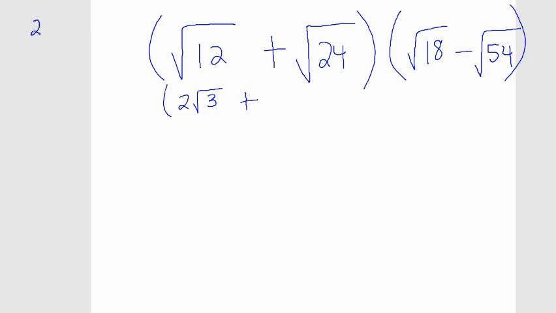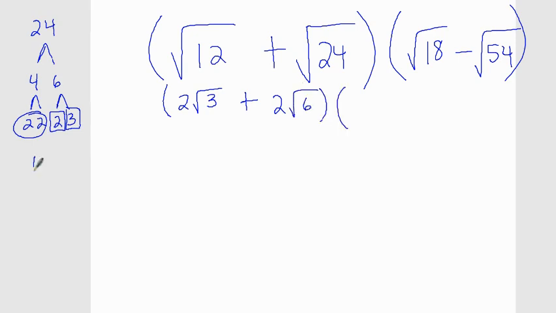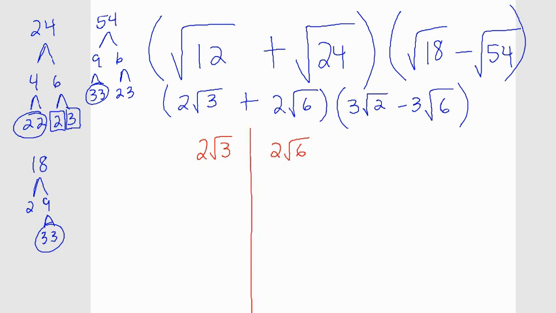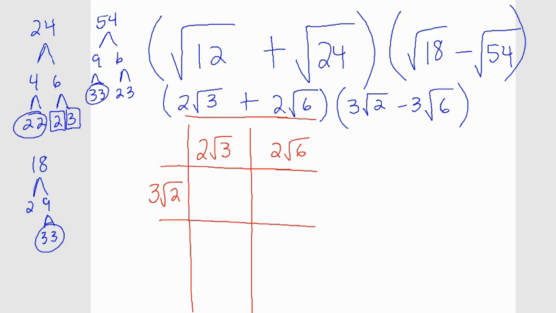24, so let's do 24. I don't think we've done that in this video. We've done it in other videos. I'm actually going to do it in a different color because there's a lot of blue on the screen right now. So we've got 2 root 3, 2 root 6 at the top. That's for this first term, okay? And then we've got 3 root 2, and then negative 3 root 6 at the bottom. So let's see what comes out of this.